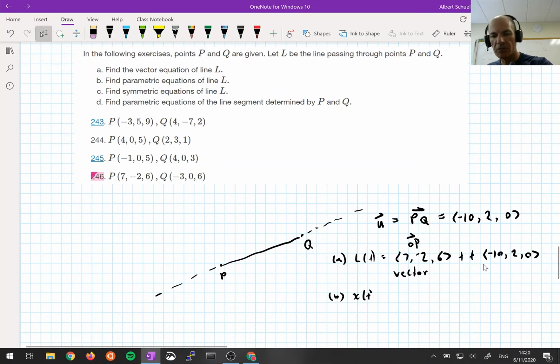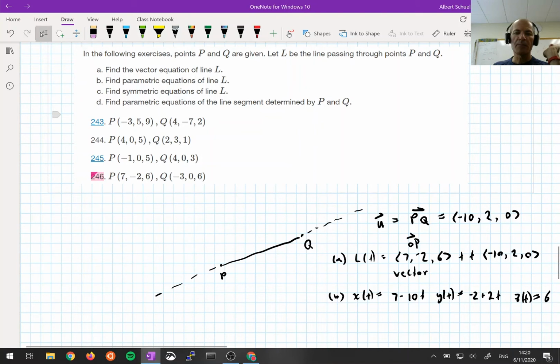So for example, x of t is 7 minus 10t. The y coordinate is negative 2 plus 2t. And finally, the z coordinate is 6. It's just a constant. That makes sense because there's no motion in the z coordinate of the direction. The symmetric equations, we're not going to be focused on that.